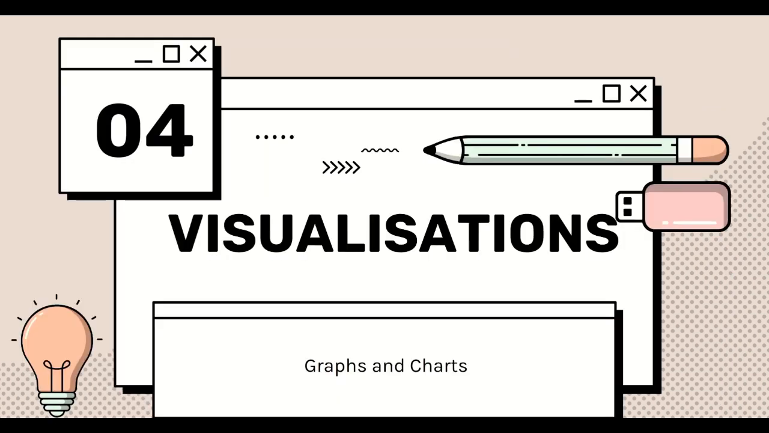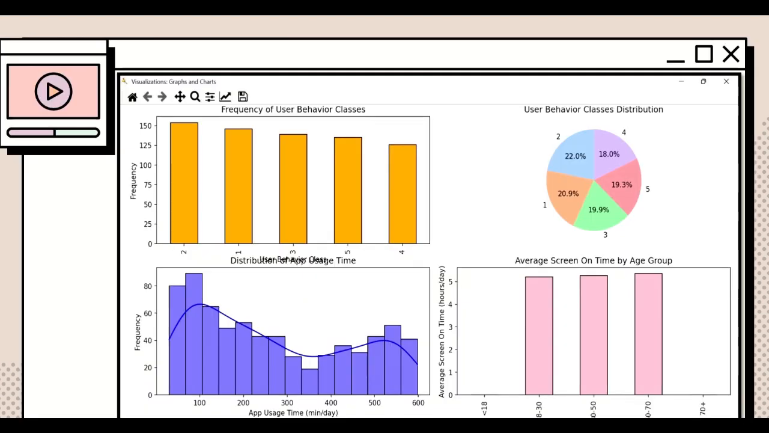Moving on to the visualizations, which include graphs and charts. Here, firstly, there is a bar graph which shows us the frequency of the user behavior classes. Here on the y-axis there is frequency, and on the x-axis there is user behavior class. Next, there is a pie chart which shows us the user behavior classes distribution. Thirdly, there is a distribution of app usage time. This is a histogram, which on the y-axis has frequency, and on the x-axis there is app usage time in minutes per day. Lastly, there is average screen on time by age group, which has on the y-axis average screen on time, and on the x-axis age group.